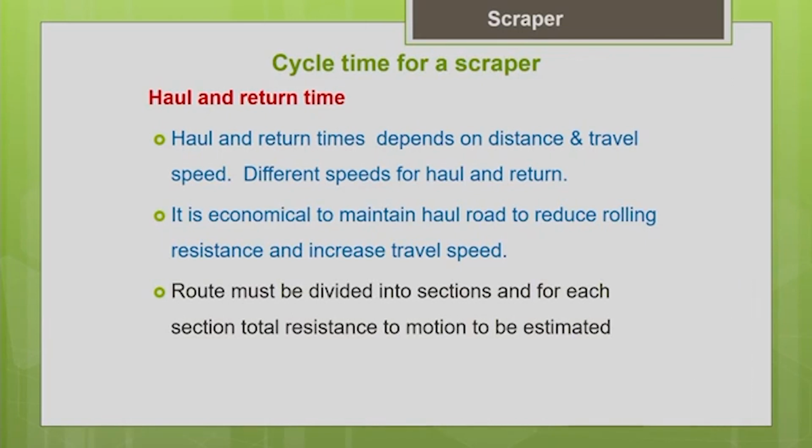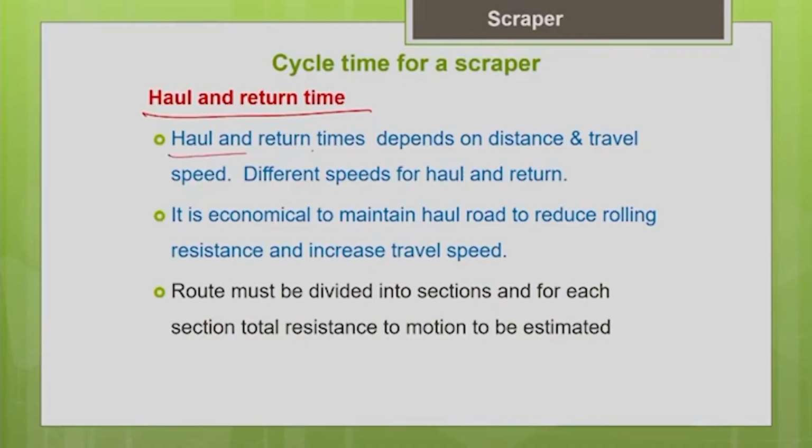So, the next important component of the cycle time of the scraper is your haul and return time. As I told you, it is variable time. It is going to depend upon your travel distance and the speed of your machine. That speed depends upon your project site conditions and the haul route conditions. So, haul and return time depends upon the distance and the travel speed. Obviously different speeds are there for the haul journey and the return journey, because while hauling it is in loaded condition, in the return journey it is in unloaded condition. Speed will be higher in the empty or unloaded condition.